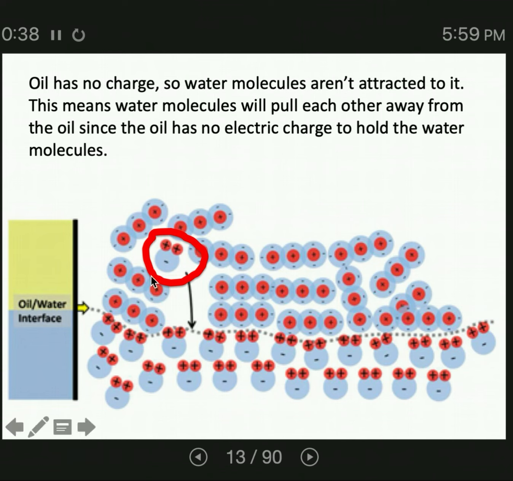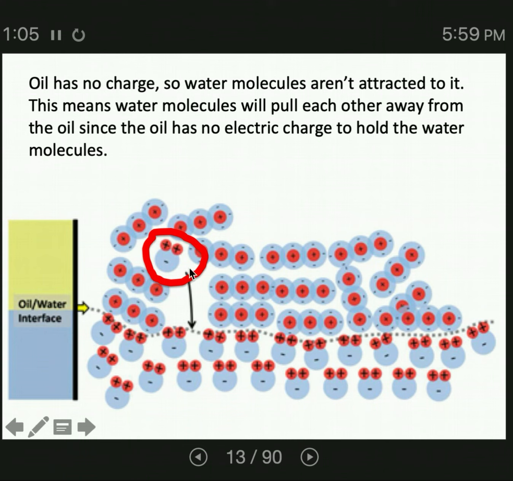Okay, so here you can see a lone water molecule lost in a layer of oil. Here you can see the two positively charged hydrogens in red and the negatively charged oxygen in blue. So that's H2O. And this is a lone lost water molecule in all this oil. So here's the neutral oil, and then here's the rest of the water down here. You can see this key on the left. So oil at the top, water at the bottom.